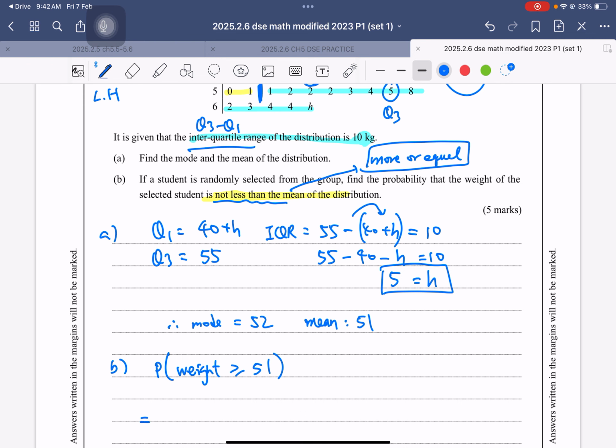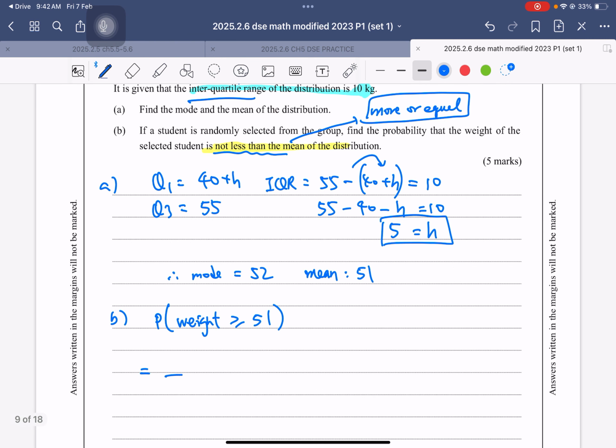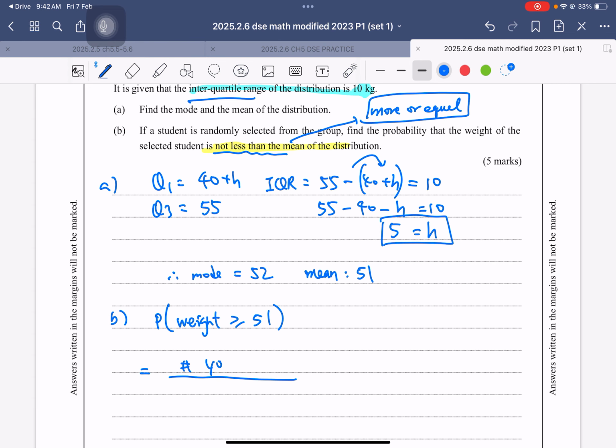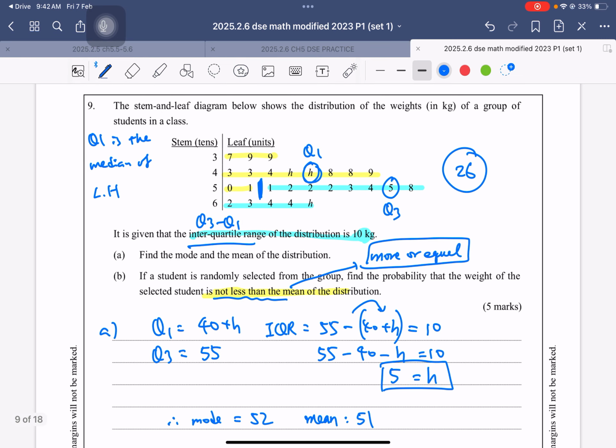So what's the definition of probability? It's the number of favoured outcomes over the total, the number you want over the number of total. So what's the total frequency here? 26. And then Ria, how many numbers are greater than 51, the mean?